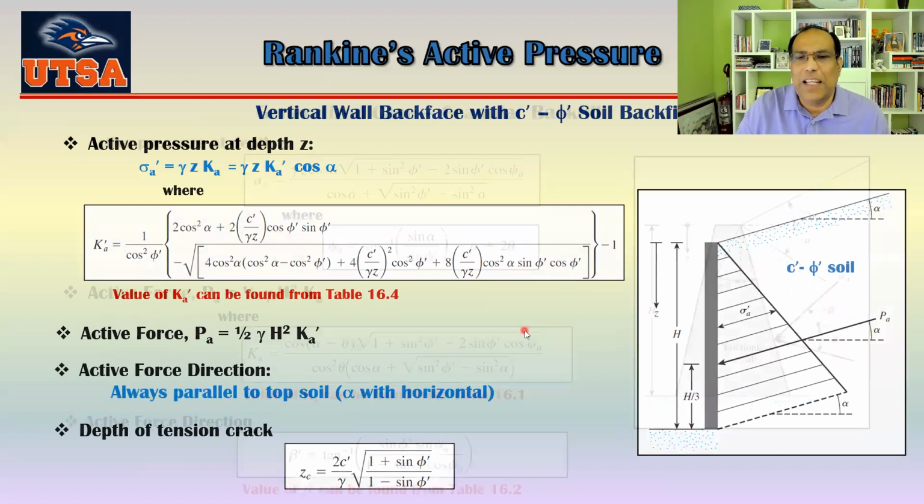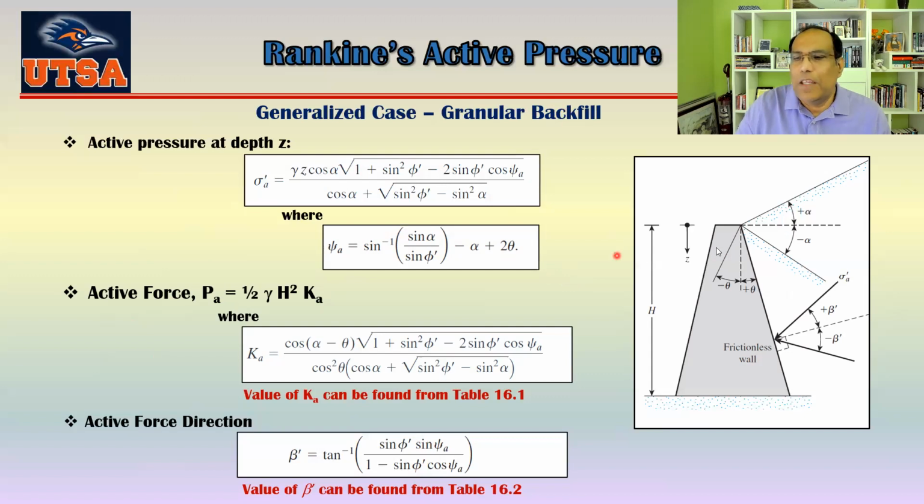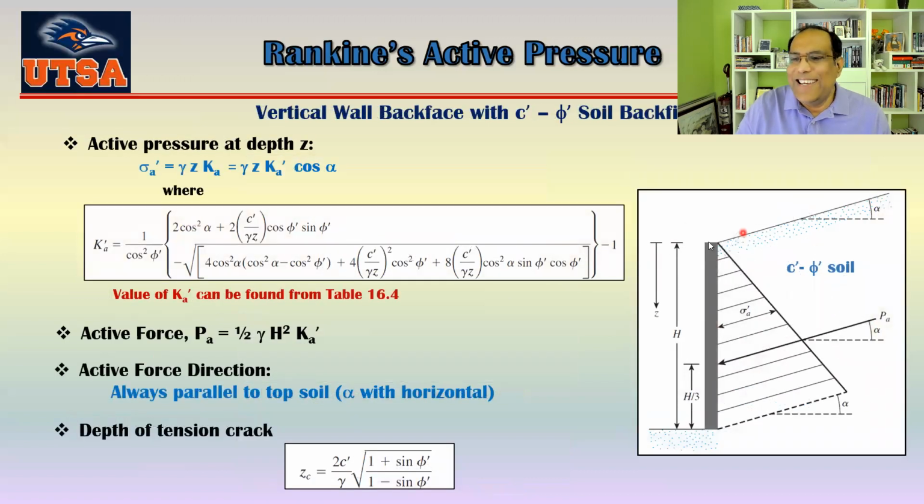This is just a special case of granular backfill. If you fill that one, your theta equals 0, which means this one will be this one here. Now in that situation, this one is basically for CFE soil. For CFE soil, you can see you don't have any solution when your back face has an angle. But if you don't have any angle, meaning it's 90 degrees, then we have a solution.